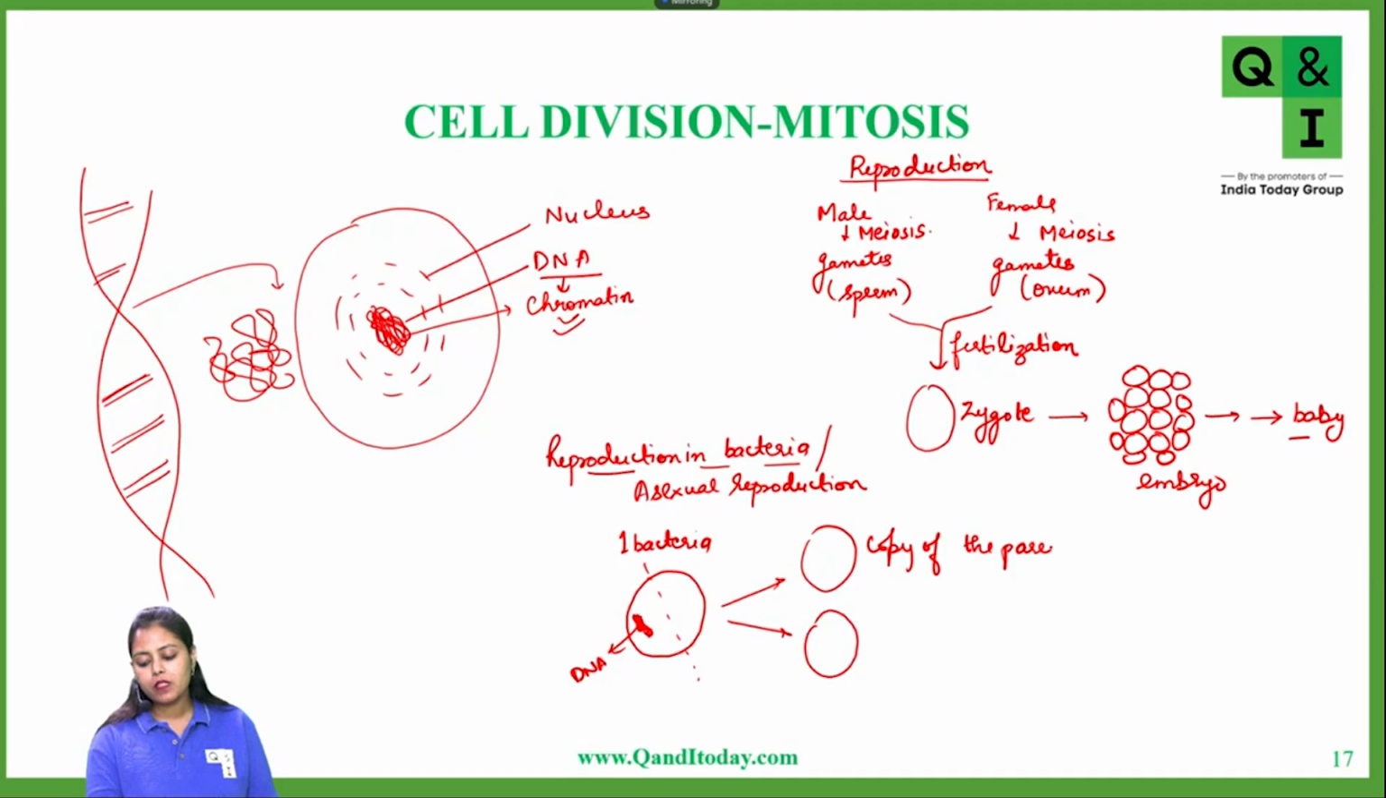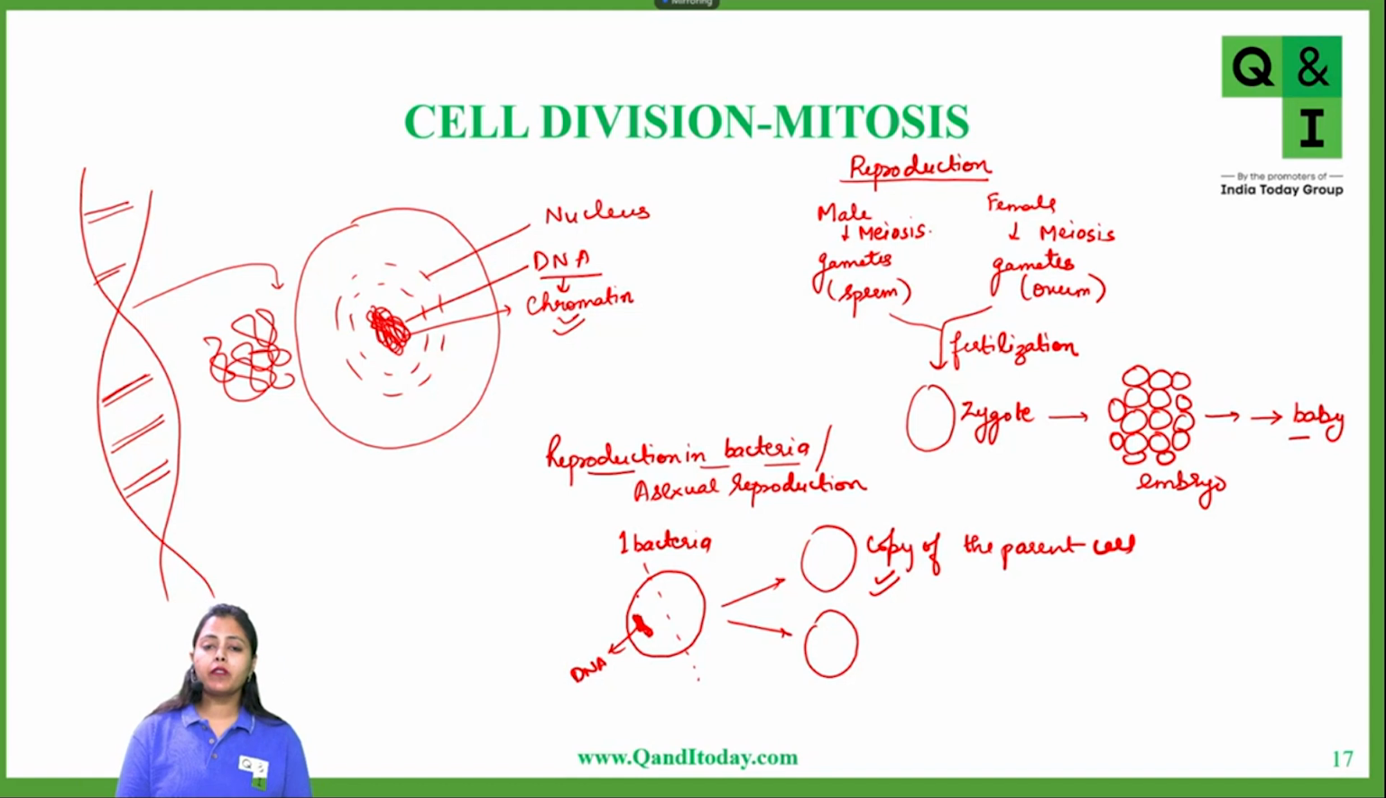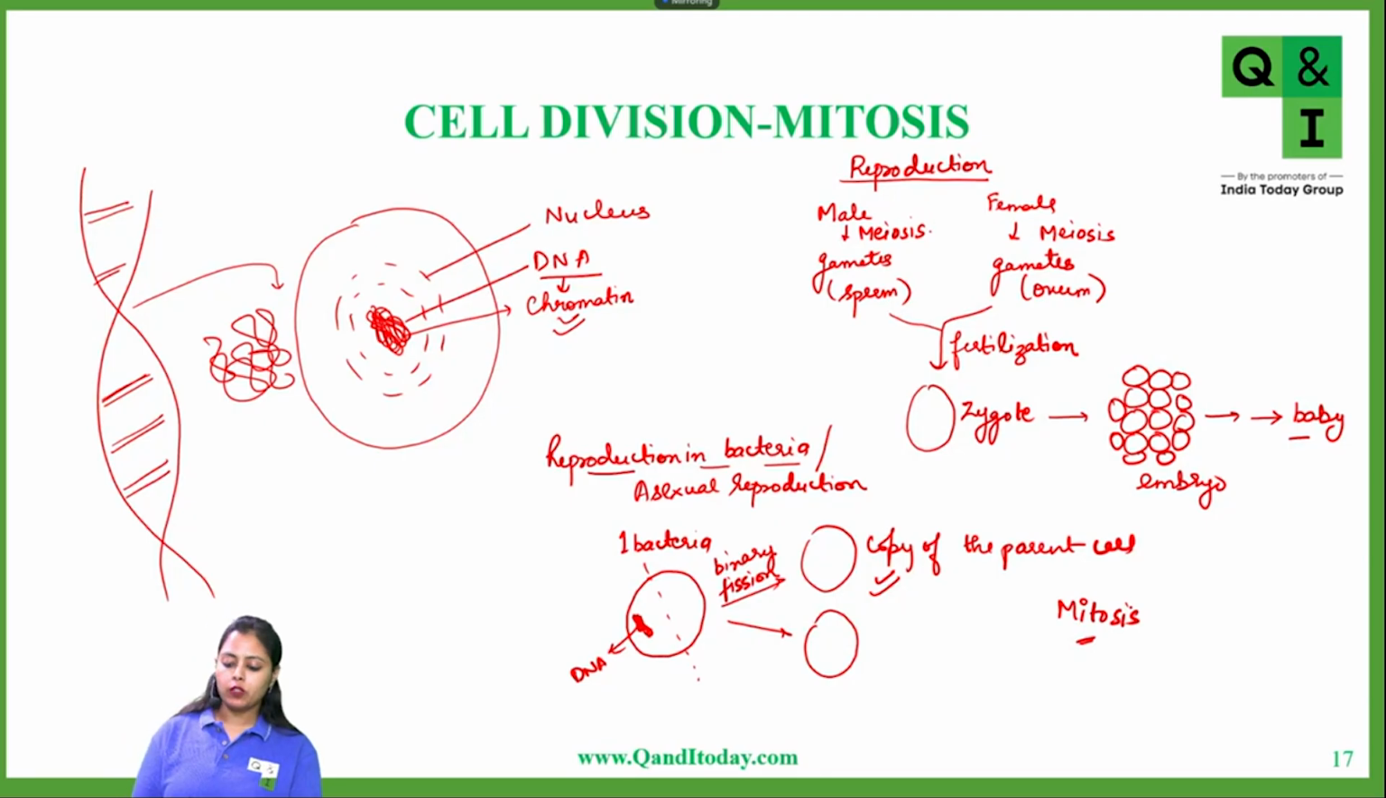Both the daughter cells would be exact copies of the parent cell. Yes. So during this part, when the bacteria is getting divided into two, this is called binary fission. But the process of this binary fission is more or less similar to mitosis. Okay. So in bacteria we are calling it binary fission, but this process is more or less similar to mitosis.